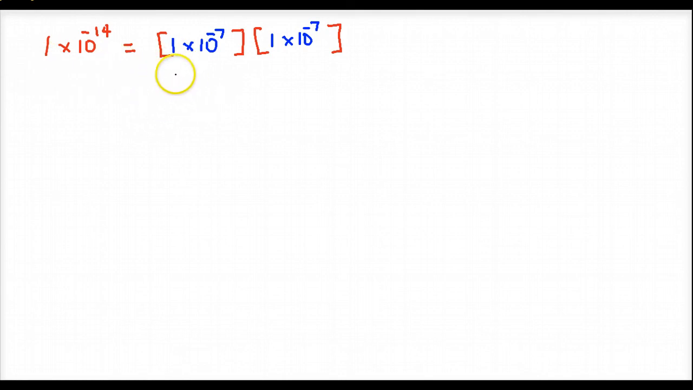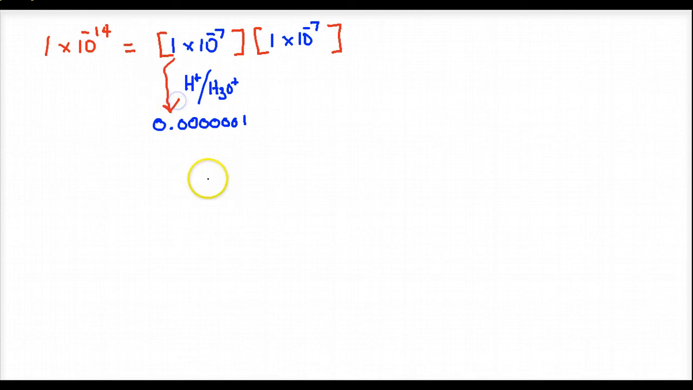For instance, the concentration of the H plus or the H3O plus, the hydronium ion, is 0.0000001. That's what this scientific notation is telling us. All right, and the same thing for the hydroxide. This is the hydroxide concentration, which will also be 0.0000001. Very, very, very small, obviously.